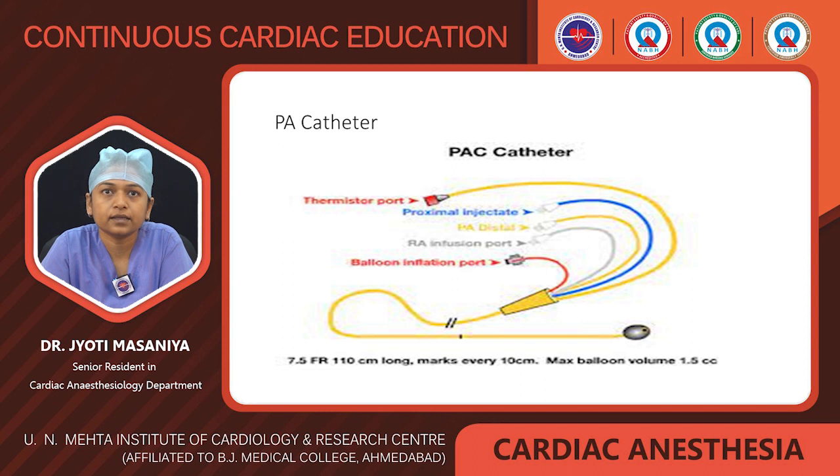the PA catheter tip. The upper red one is the thermistor port, which contains the fine wires which lead to the temperature thermistor just proximal to the balloon, and the lower red one is the balloon inflation port, which is used to inflate the balloon with 1.5 ml of air. Some PA catheters contain a fifth port, the RA infusion port, which is used for drug administration or can be used for pacing of the right ventricle.